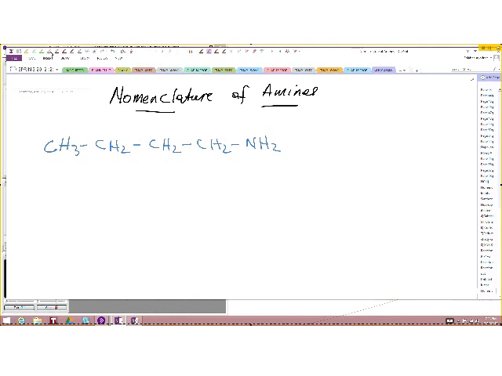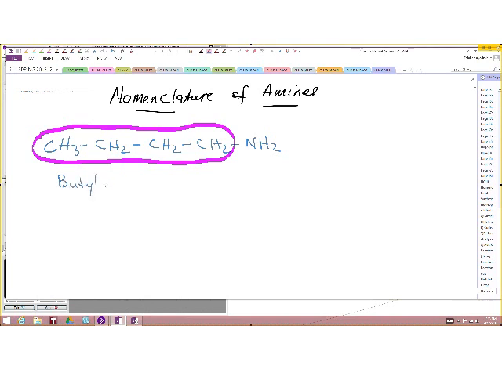One way is to take a look at the alkyl group that is attached to the nitrogen. So you give the name of the alkyl group that is attached to the nitrogen. In this case, what would be the name of this alkyl group? Butyl. That would be butyl. Then you add the word amine, one word. So that becomes butyl amine. So that is one way of naming an amine.